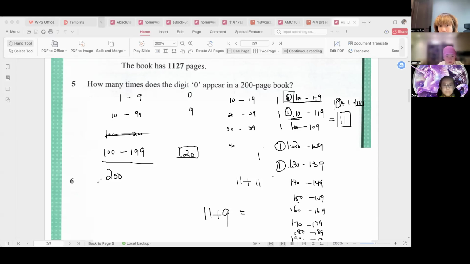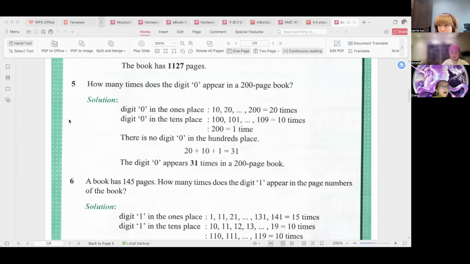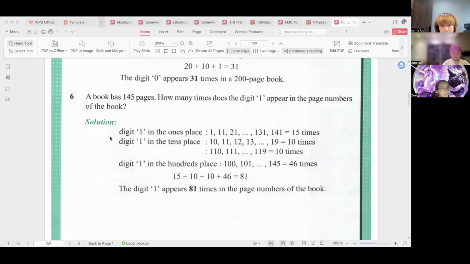Yeah, this is something. And 200, we have how many? 2. So plus all together, Zoe and Amelia, 9 plus 20 plus 2 equals what? Equals 31 zeros. 31 zeros. Understood? Understand, Amelia?